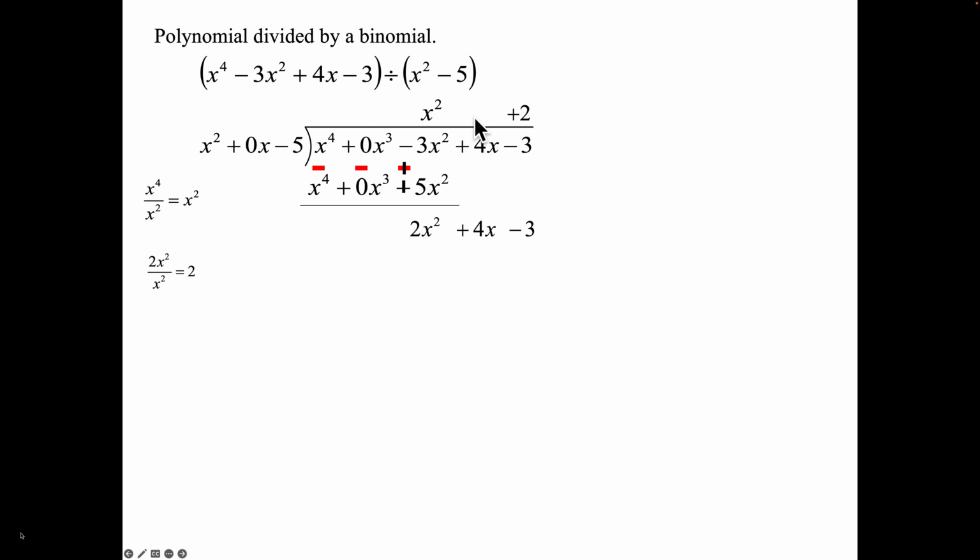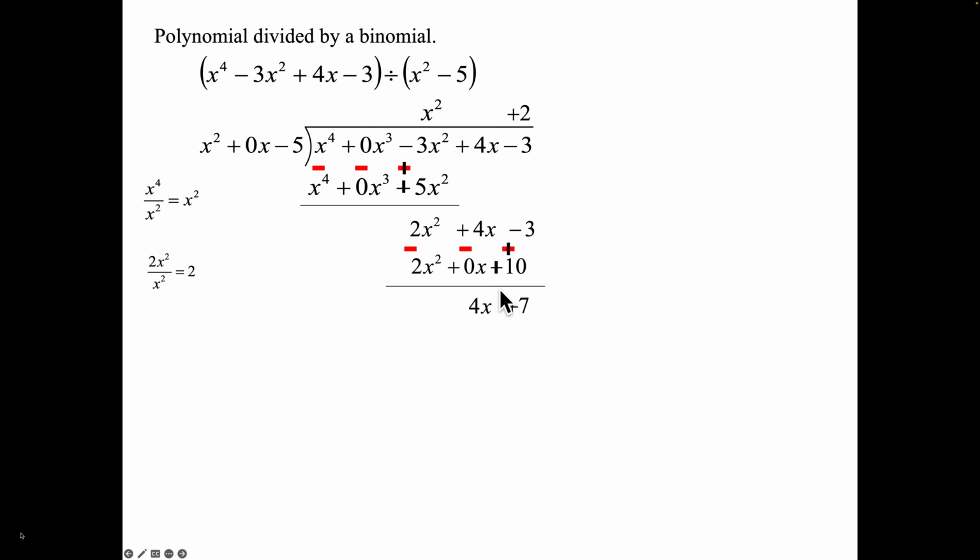Now, could you put a plus 0x here? Yes. Do I need it? No. Multiply the 2 to everything out front. We're going to get 2x squared plus 0x minus 10. Subtract all 3 columns. Again, this first one has to cancel. That's 0x squared. 4x minus 0x is 4x. Plus plus, negative 3 plus the 10 is 7.